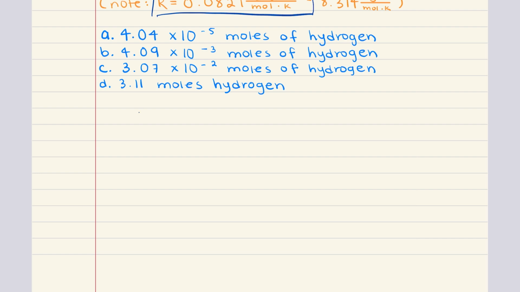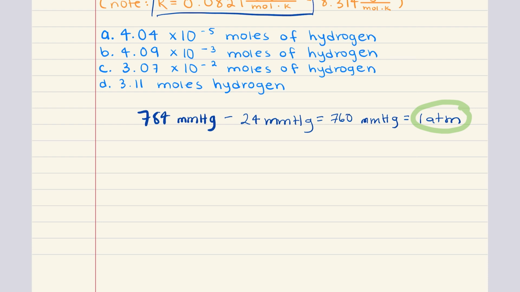Now, the total pressure is 784 millimeters of mercury, and then the vapor pressure of water is 24 millimeters of mercury. And when we take the difference between these values, we get 760 millimeters of mercury. This is exactly equal to 1 atmosphere. And the reason why we want to write it as 1 atmosphere is because in the next step, we're going to use our ideal gas law, and we want our pressure to be in units of atmosphere, so everything cancels out appropriately, and we get our final answer in units of moles.